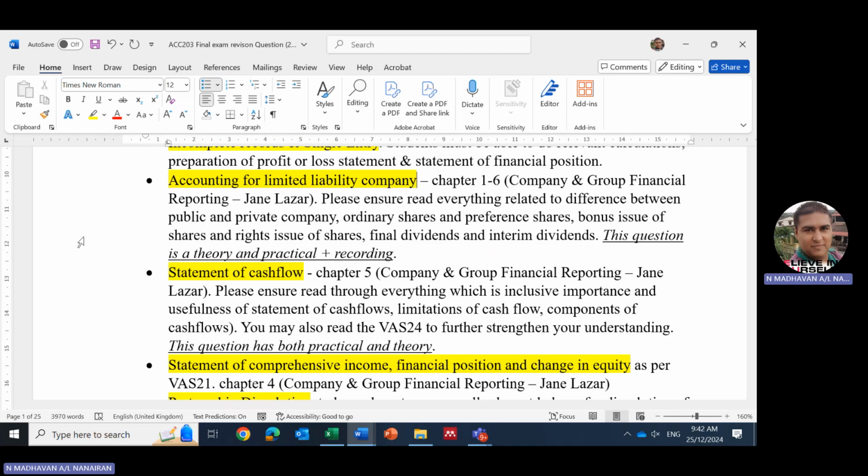Next, you also will have theory questions. Your theory questions can be on public, private, ordinary, preference, bonus issue, rights issue, final dividend, interim dividend. Something from there will be in the theory. So these are the 5 topics. My job is to do revision for you for all of this. For your exam, you practice this and this and only this. This will prepare you for your exam, because your exam questions, I put everywhere.